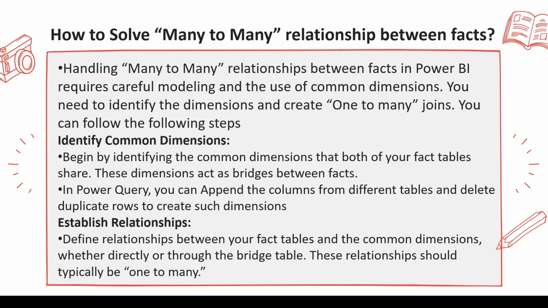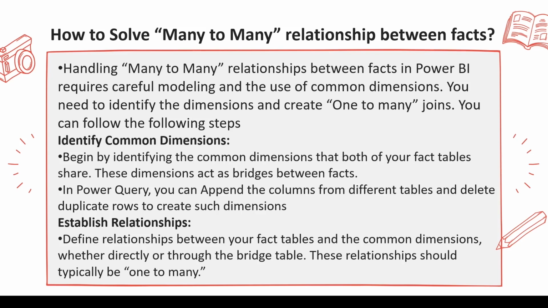So what is the process? Begin by identifying the common dimension that both your fact tables share. These dimensions act as a bridge between the facts, a bridge table or dimension table. In Power Query, you can append the columns from different tables and delete the duplicate rows to create such dimensions. We can append either a column or a set of columns and then delete duplicates to create such dimensions. If the primary key is already present, then we are not bothered.